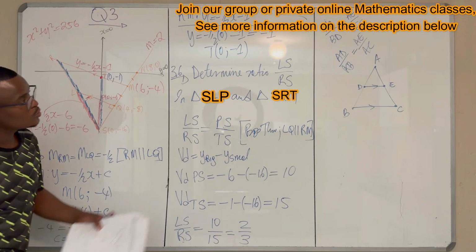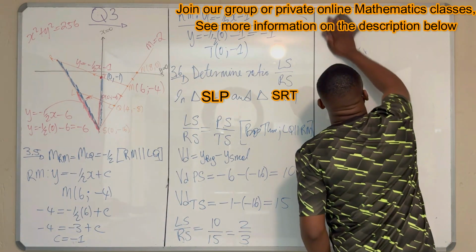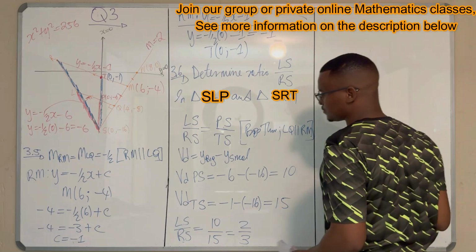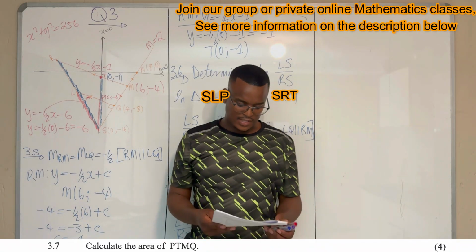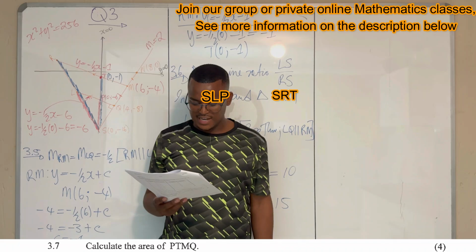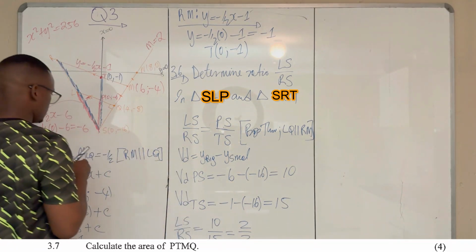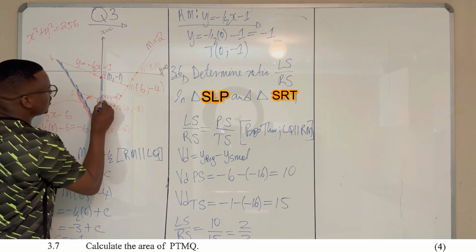So I'm going to clean that part and we're going to do 3.7. So what are they saying in 3.7? In 3.7, they are saying determine the area of PTMQ. So they want the area of PTMQ.